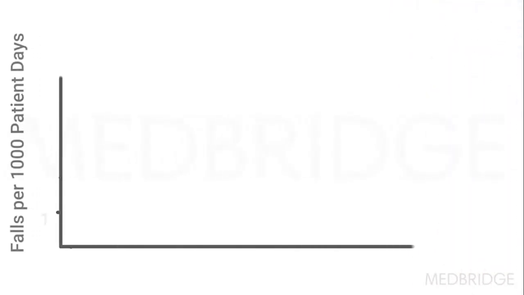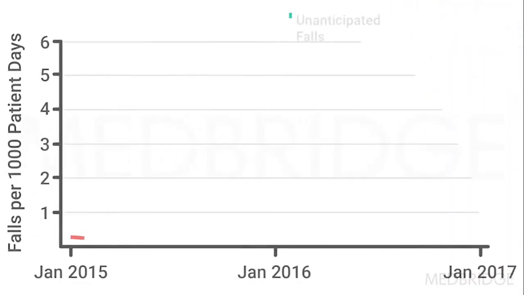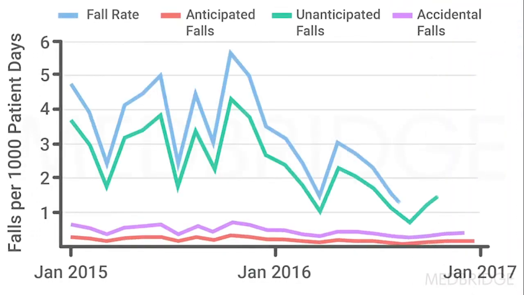So let me show you a different type of run chart. This will tell you a very different story. I want your story. So in this chart, what you now see is that the blue line, that's your overall fall rate that you just saw, but look at the red line that you have. The red line is your anticipated physiological falls.